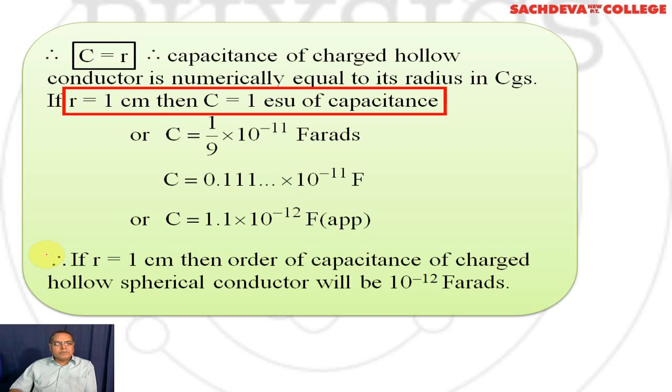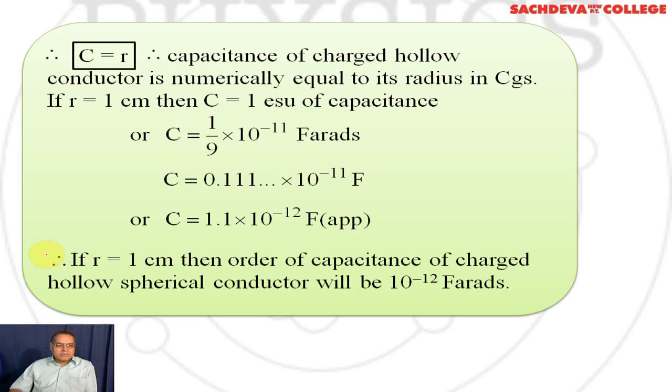If R is 1 centimeter, then capacitance is 1 electrostatic unit of capacitance, and we will find that it is 1 by 9 into 10 to the power minus 11 farads. So you will remember that 1 over 9, 10 to the power minus 11 farad, can be calculated as 0.111 into 10 to the power minus 11 farad. So at one place of decimal, the order of the number will become 10 to the power minus 12. If R is 1 centimeter, then the order of capacitance of a charged hollow spherical conductor will be 10 to the power minus 12 farads.